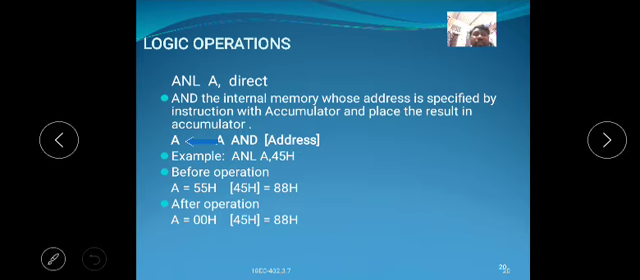A tends to A AND address. The example: ANL A comma 45H. Before operation A is equal to 55H, and the address of memory location 45H content is 88H. After operation A is equal to 00, and the content of memory location 45H is equal to 88H.